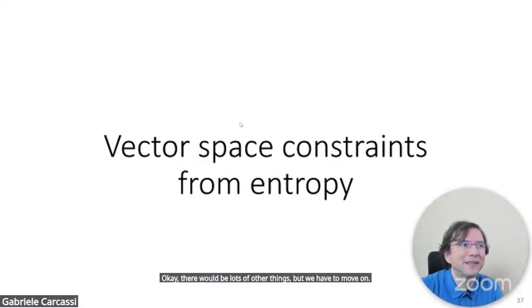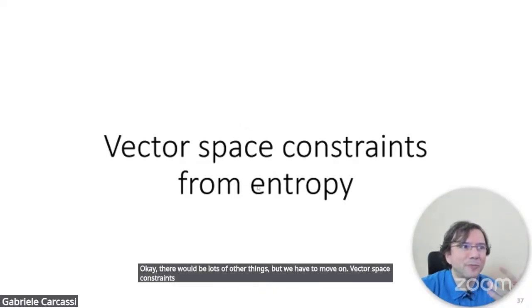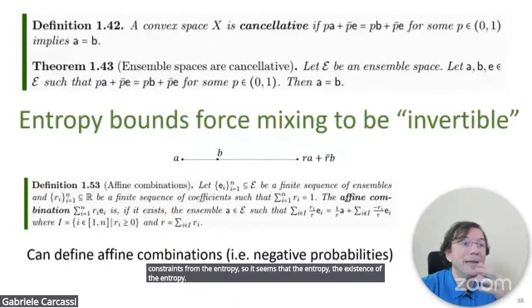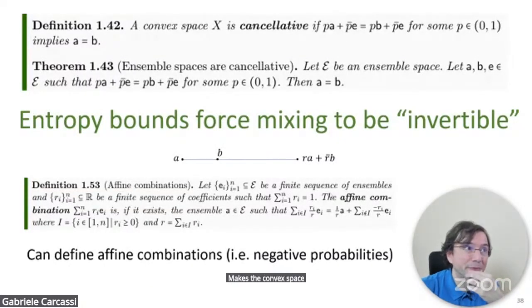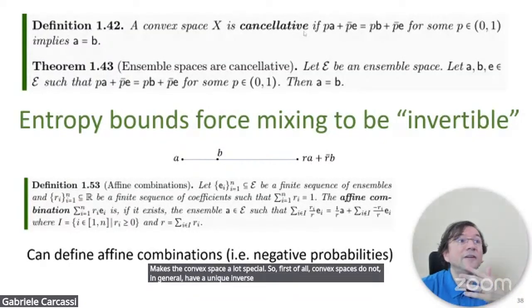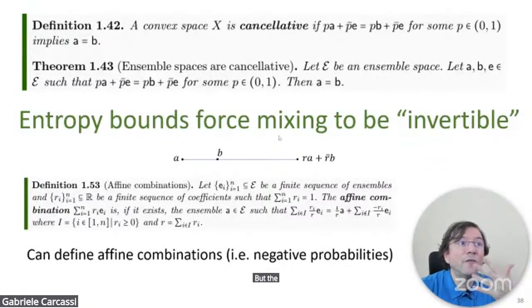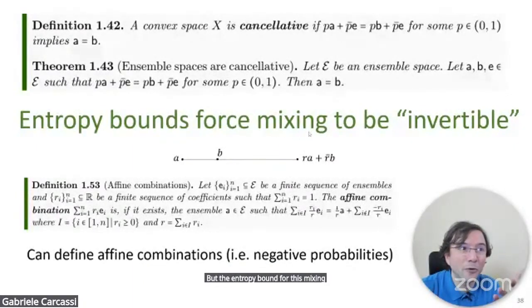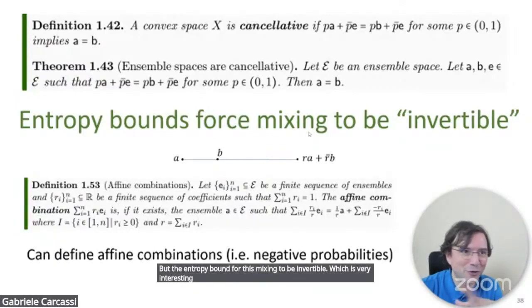Vector space constraints from the entropy. So it seems that the existence of the entropy makes the convex space a lot more special. First of all, convex spaces do not in general have a unique inverse, only if they are cancellative. But the entropy bound forces this mixing to be invertible, which is very interesting because it essentially rules out a lot of cases.